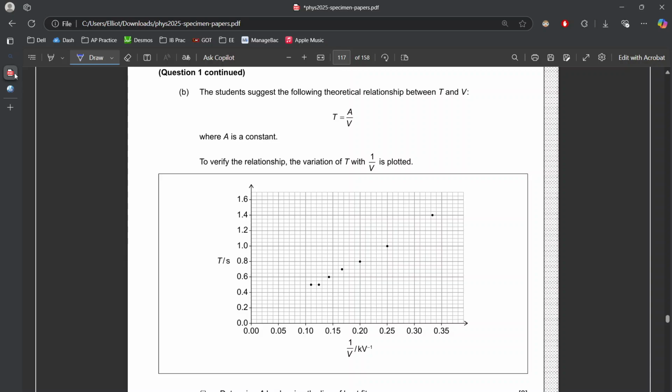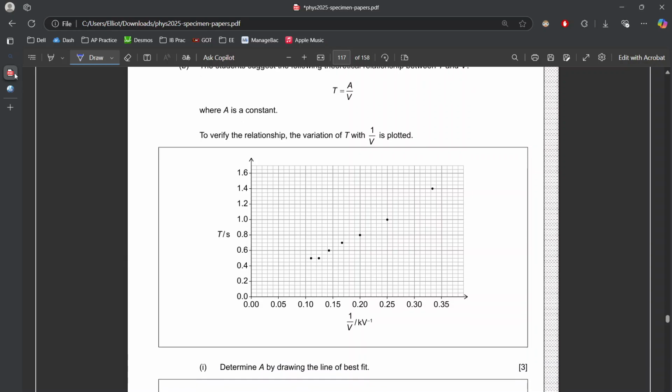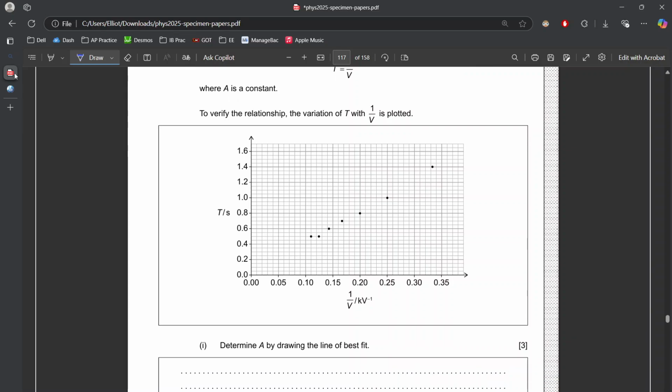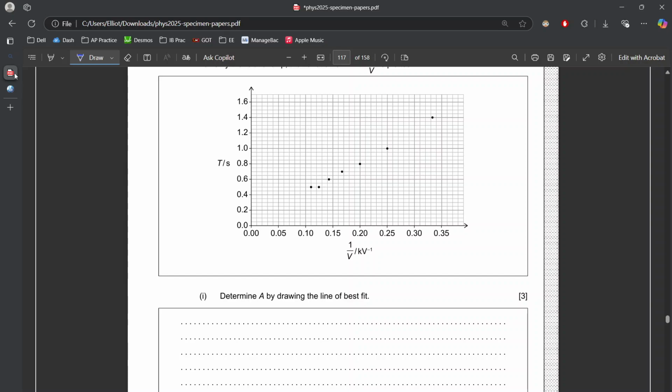Students suggest the following theoretical relationship between T and V, where A is some constant. To verify this relationship, the variation of T with 1 over V is plotted. Okay? Determine A by drawing the line of best fit.